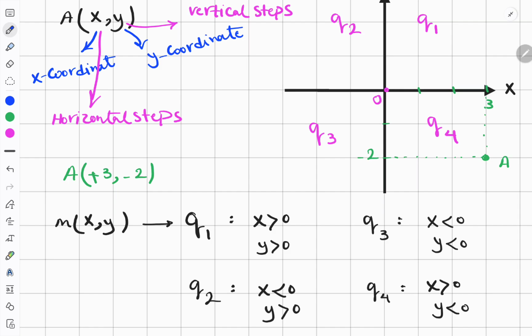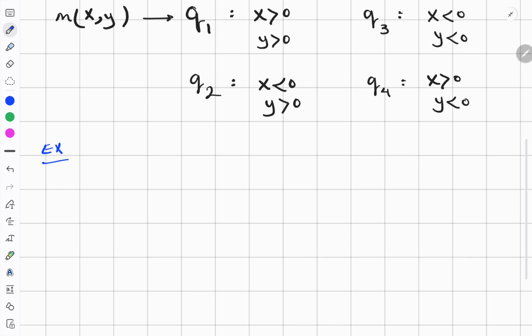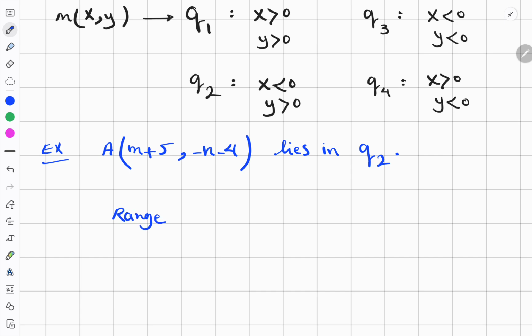So far, so good. According to these facts, I'm going to solve an example related to that. For example, we have point A with x coordinate m plus 5 and y coordinate negative n minus 4. And we know that this point lies in Q2. And we are going to determine the range for m and n.